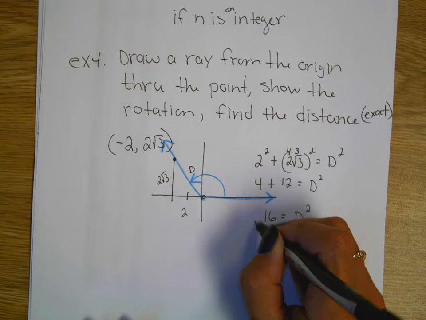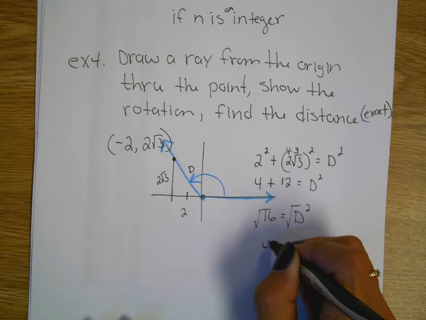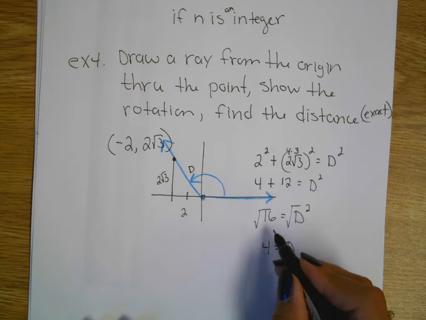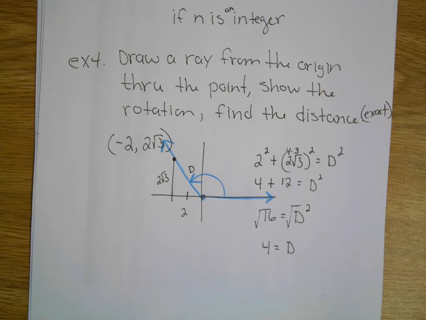Square root. And again, if that came out like 24, I want you to do the simplest radical form. But this one happened to come out nice.